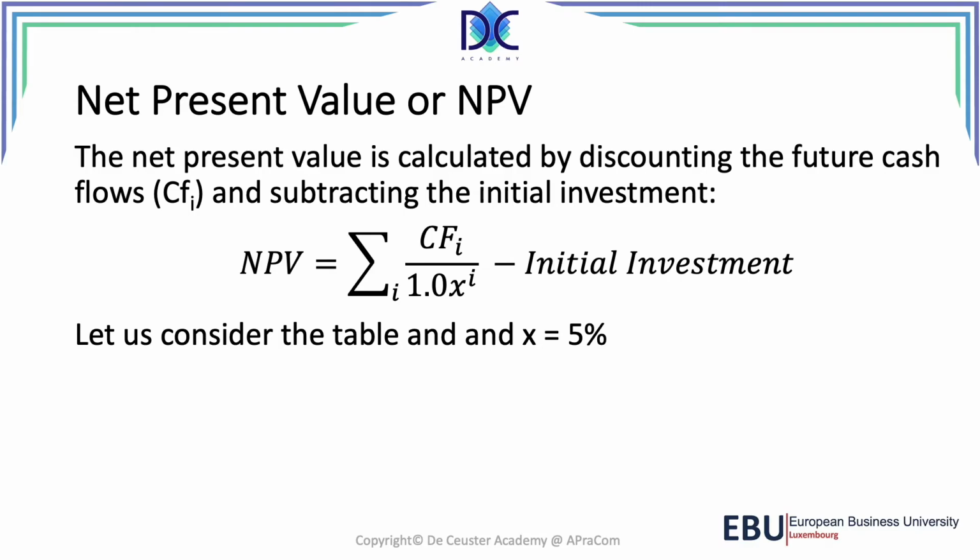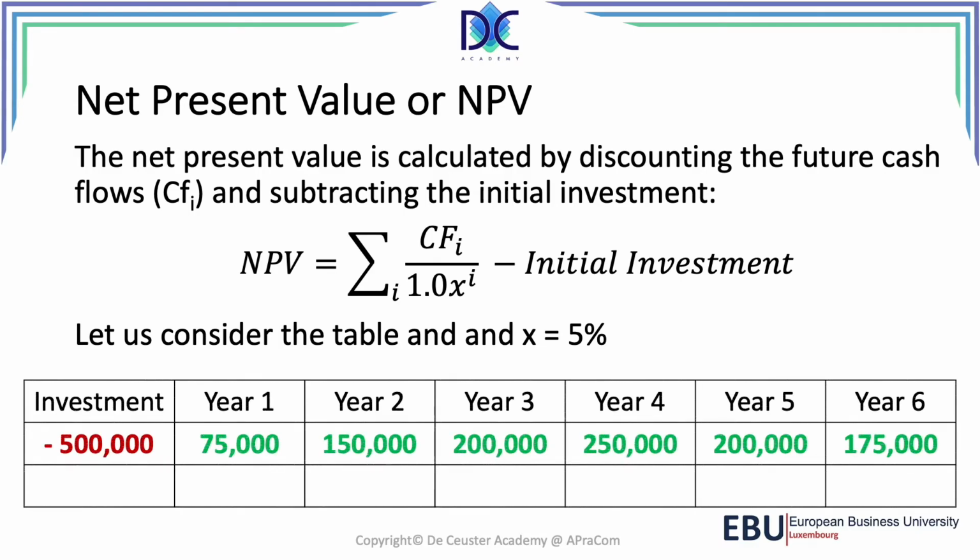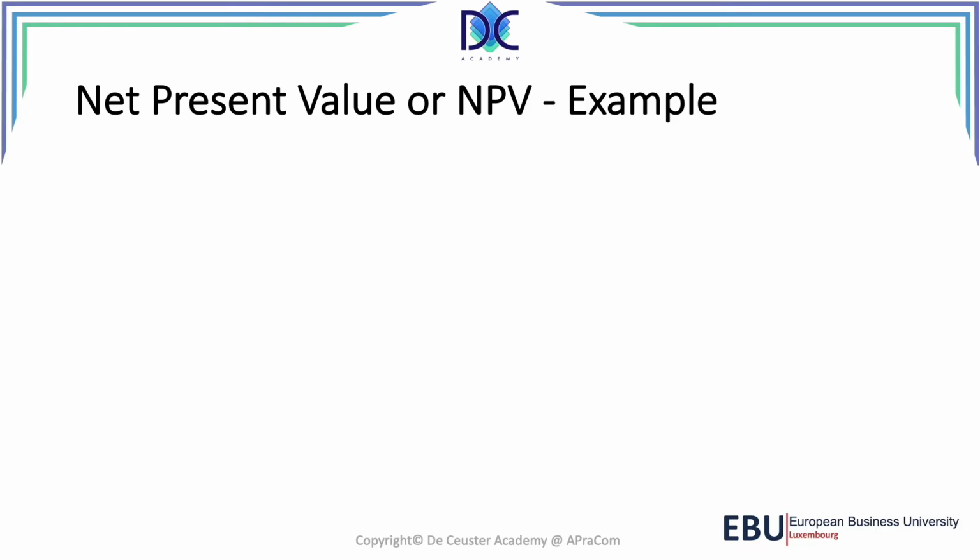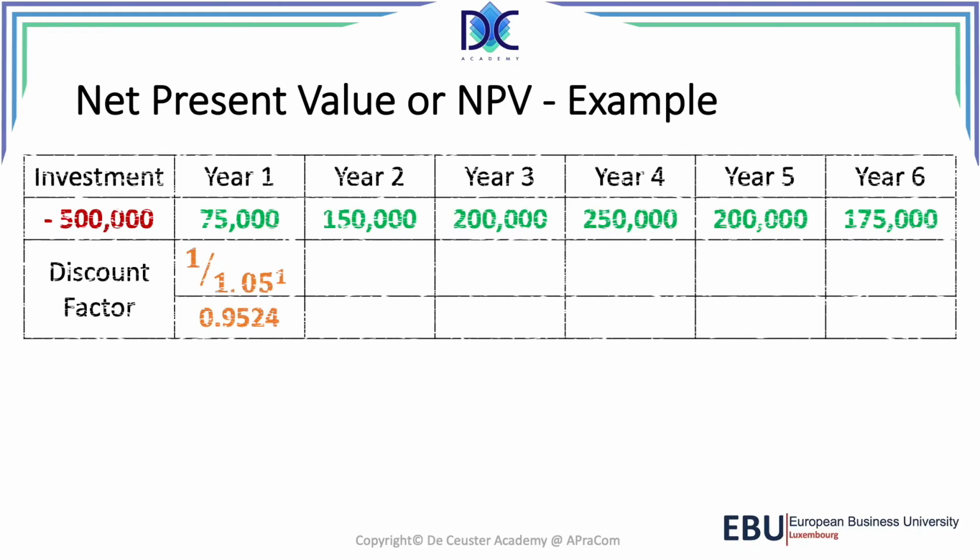Now, when we look at this, this is the investment we had before, and I didn't fill out anything in the second row. We're going to do that in the following slides. We're going to see what the discounted values are, and what the different values are that we have to consider. So let's have a look at this example. Here we have an investment, still the same. We have the cash flows, and we have to calculate the discount factor.